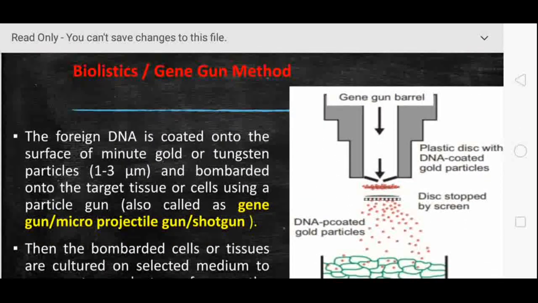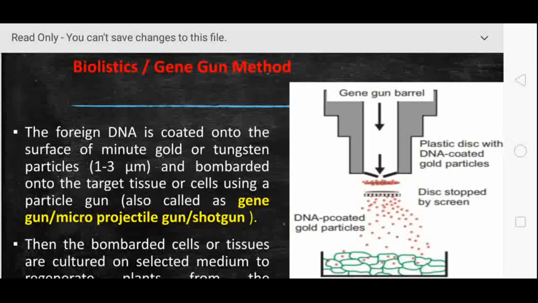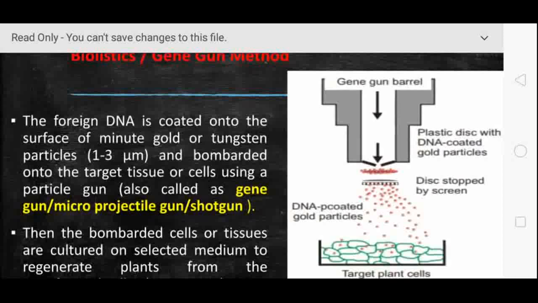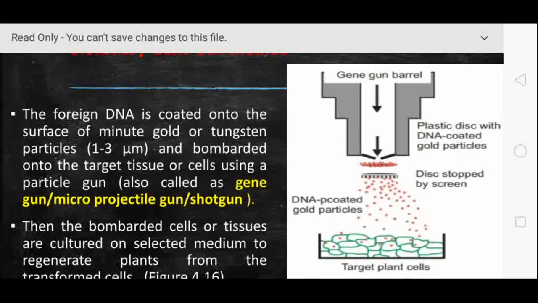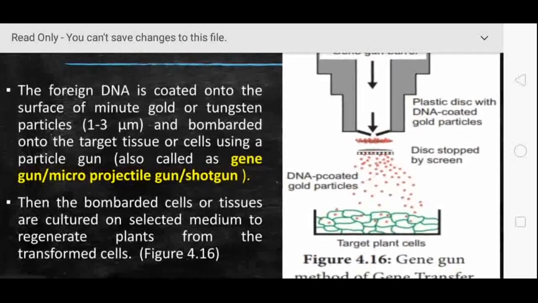So far we have discussed direct gene transfer methods such as microinjection, liposome mediated transfer, and the chemical methods. The last one is the biolistic gene gun method. This is nothing but our alien DNA or foreign DNA. As I already said, it is coated with either gold particles or tungsten particles. The thickness is only about 1 to 3 micrometers.